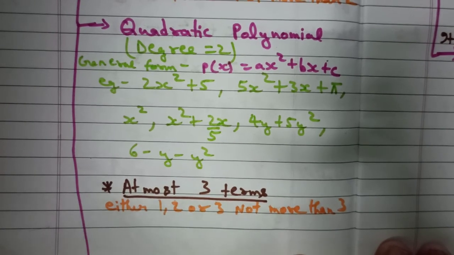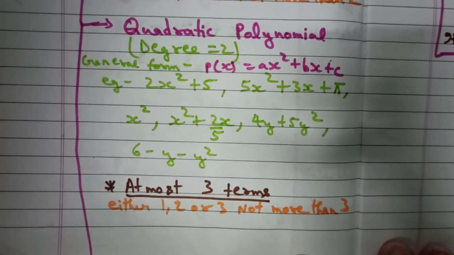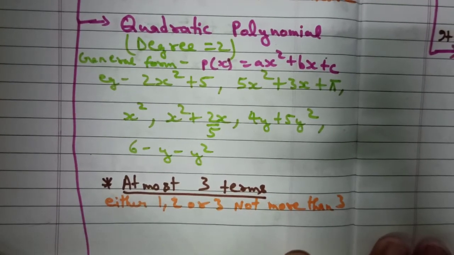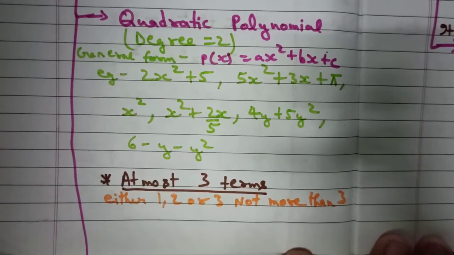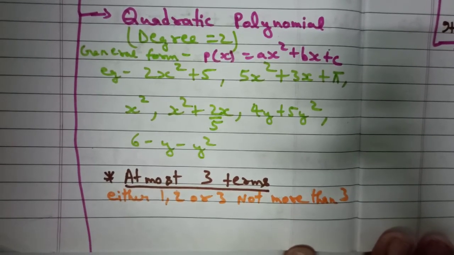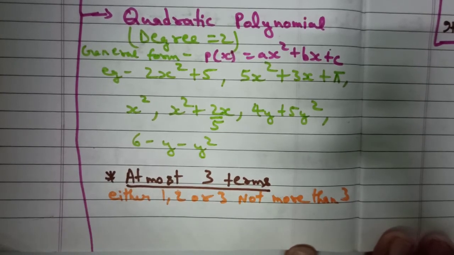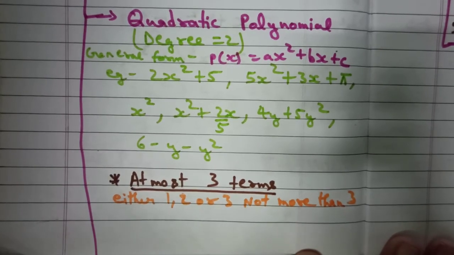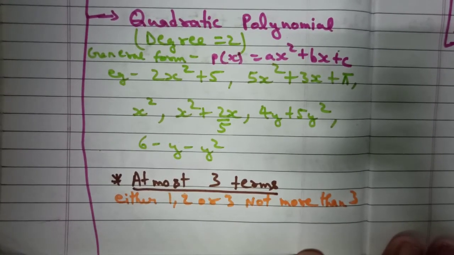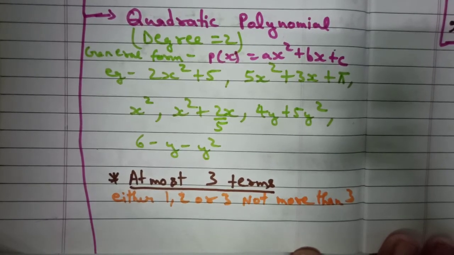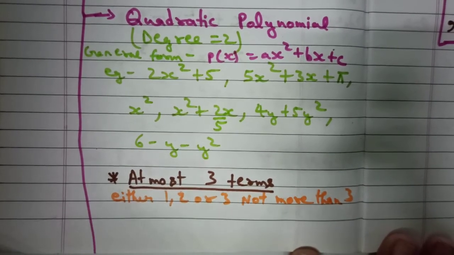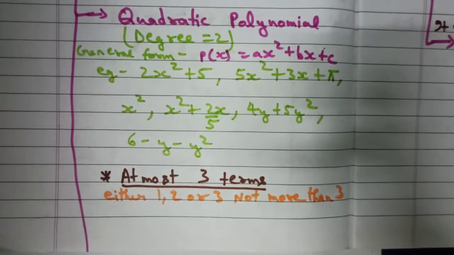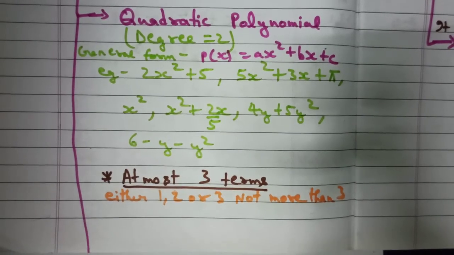x square, 1 term. x square plus 2x upon 5, 2 terms. 4y plus 5y square, 2 terms. 6 minus y square, 2 terms. So a quadratic polynomial with the degree equal to 2 can have at most 2 plus 1, that is 3 terms. So a quadratic polynomial can have 1 term, like x square, 2 terms, like 4y plus 5y square, or 3 terms, like 5x square plus 3x plus 5, but it can never have more than 3 terms. I suppose it is clear now.